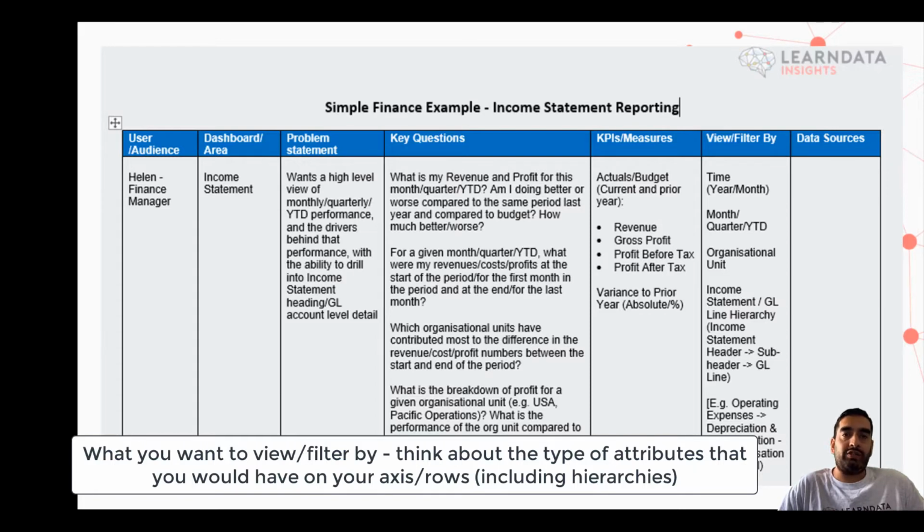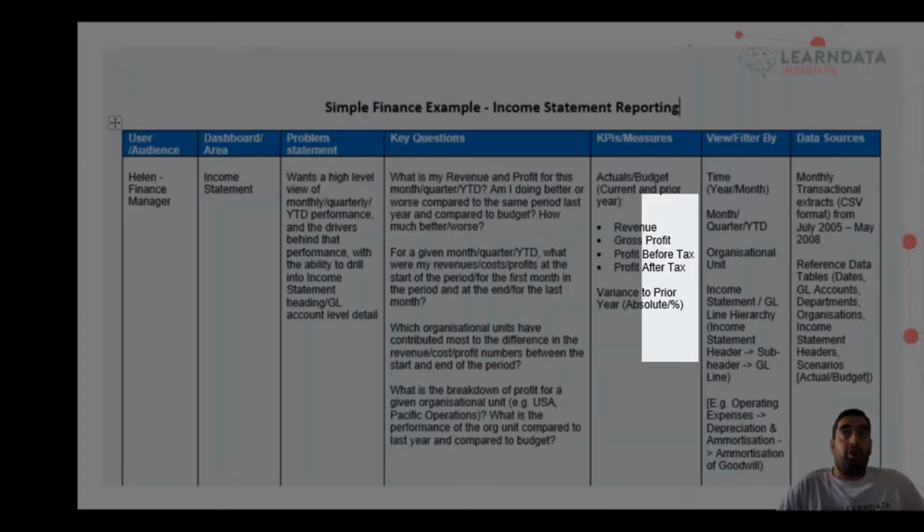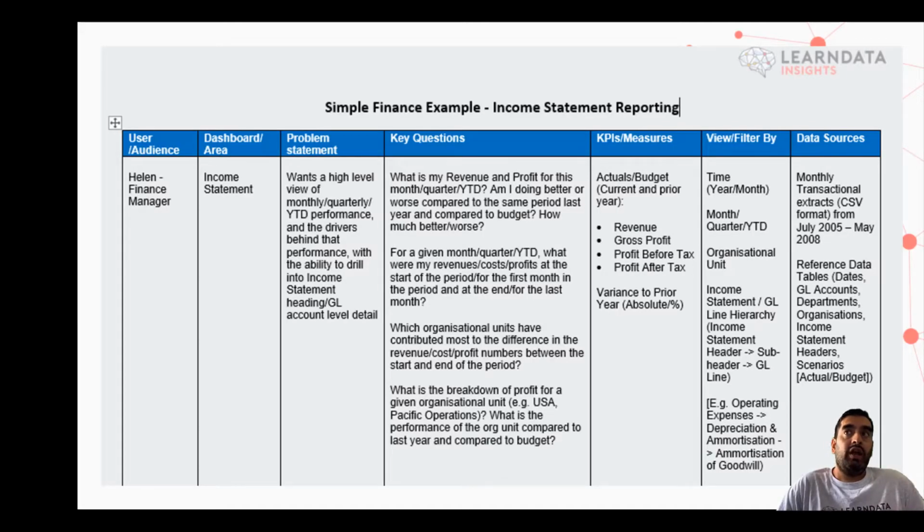And then we've got data sources, and again, we could go into lots of detail here, but we want to keep this fairly high level. We just need the kind of data that we have that would be able to answer this. So we've got monthly transactional extracts, available to download in CSV format, and you'll see if you download that, you'll get monthly extracts all the way from 2005 to May 2008. And we also have a spreadsheet with reference data. So it's got things like dates, GL accounts, departments, organizations, and those headers. So that data together will help us to be able to answer those questions.